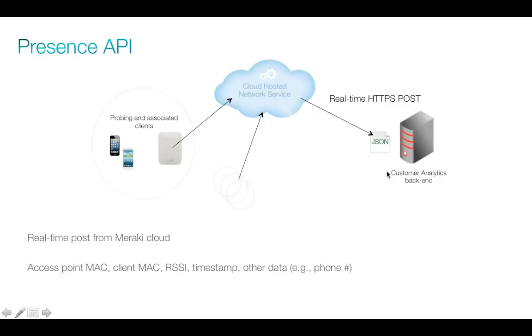The Presence API is basically a real-time aggregation of all of the data that we use for our built-in view, which is access point MAC addresses, client MAC addresses, RSSI, which is signal strength, and timestamp information. All this data is aggregated on the cloud, and it's pushed out using a real-time HTTPS post to a customer analytics backend or a partner analytics backend. We are thinking about exporting other data, but we have not made that decision at this time, so it is just these 4 parameters. And this information can be used to build different applications.